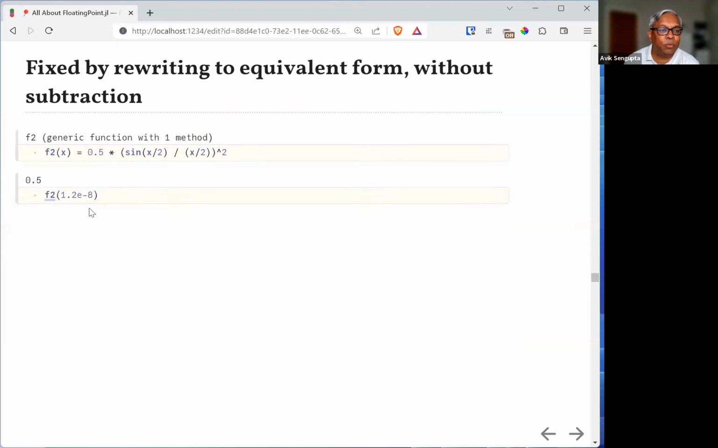What can you do? One solution is you can rewrite it to an equivalent form without subtraction. So, 1 minus cos x is 2 sine squared of x by 2. And if you write it like that, then you get the correct answer, even with small inputs, right?